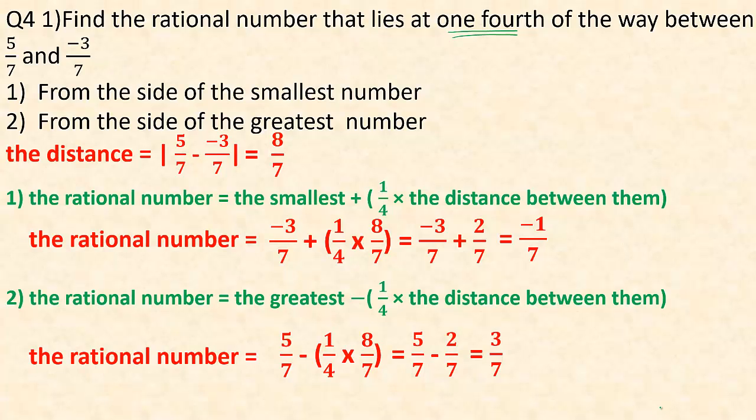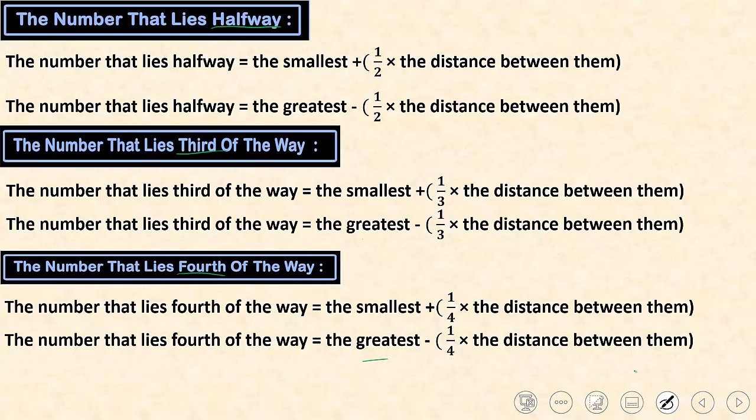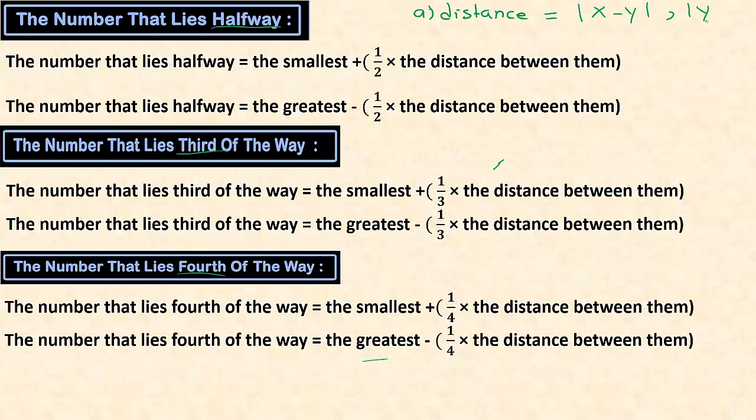Let's go now and summarize what we have said. To find the number that lies half away, third of the way, fourth of the way, and so on, the first step we should do is to find the distance between the two numbers. And how can we find the distance between the two numbers? Simply, it's equal to the absolute value of the difference between them. And it doesn't matter if I do x minus y or y minus x. At the end, both of them are equal. And the second step is knowing which number is greatest and which number is smallest.